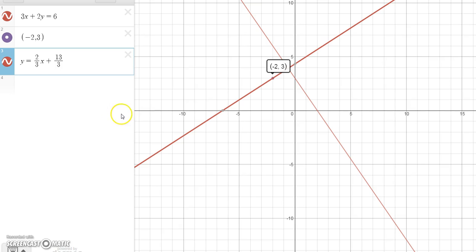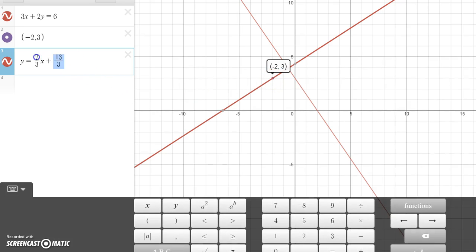Now let's look at the graph. Okay, so this was my original line right here, and then here's my new line, 2/3 x plus 13/3, and notice that it appears to intersect this line at right angles, and it obviously contains the point -2, 3. So I did get the correct line.